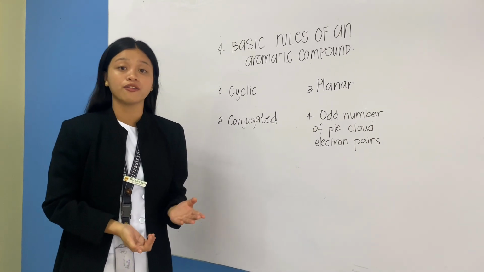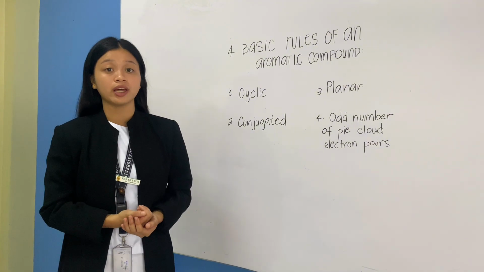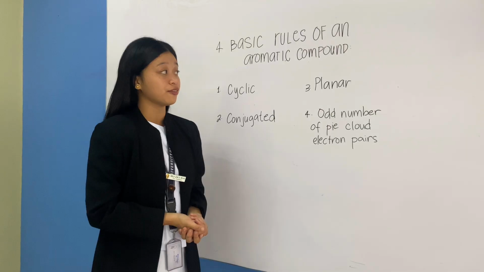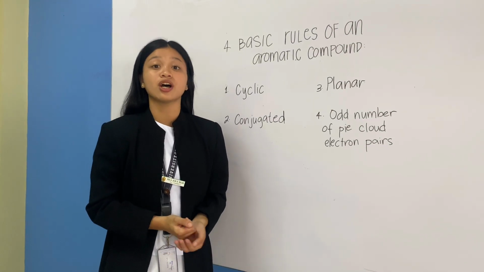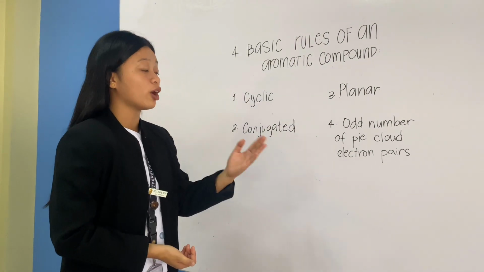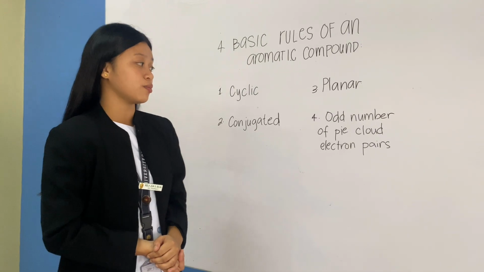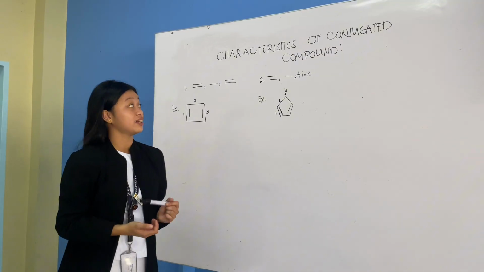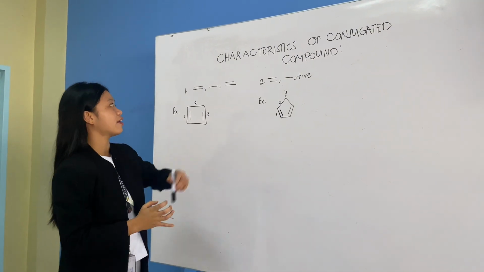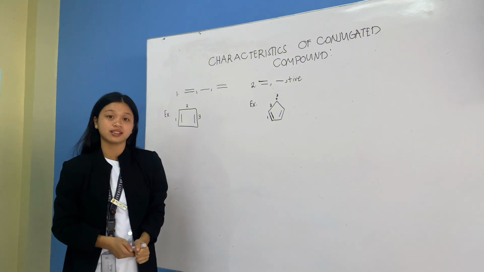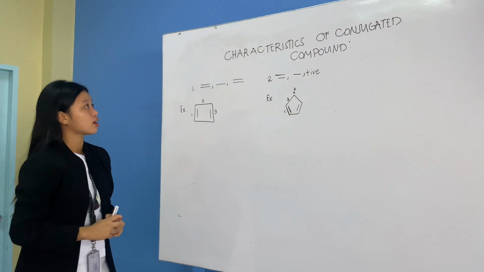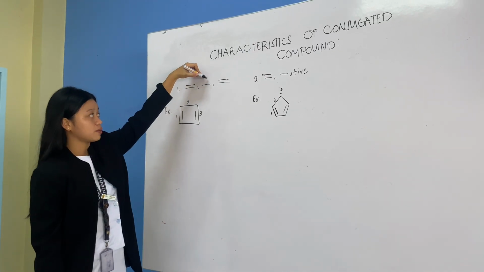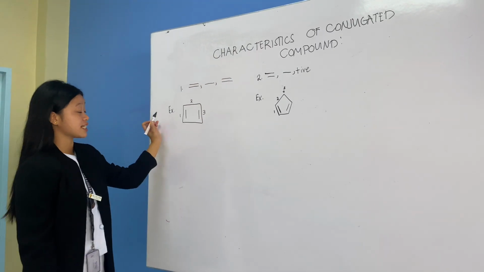Any or all of the atoms involved in a cyclic component of your structure, even if it's part of a bigger structure, must be sp2 hybridized, which have double bonds. And then the fourth and final piece, it has to have an odd number of pi-cloud electron pairs. As I said earlier, we're going to discuss the characteristics of a conjugated compound. It is a conjugated compound if it has double bond, single bond, and double bond. We provided an example here.